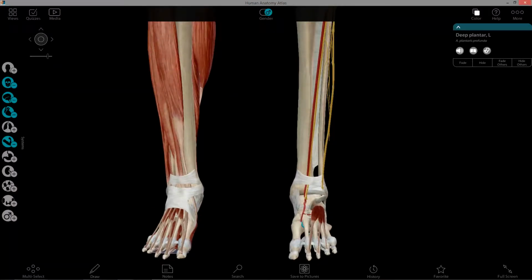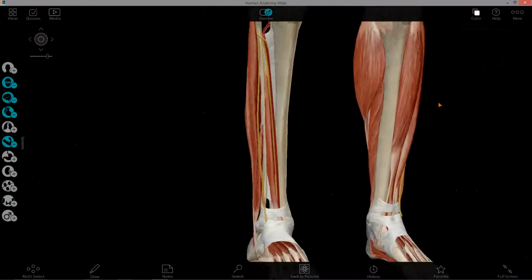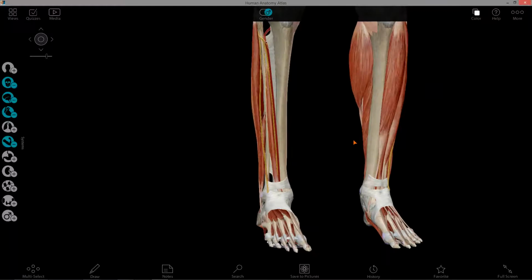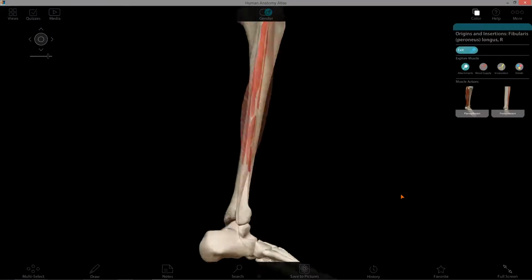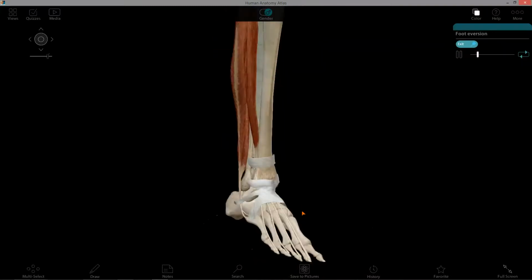So now I'm going to go on to the lateral compartment of the leg, pulling that up. So the lateral compartment of the leg is exclusively involved in ankle eversion. So I'm going to show you eversion. I showed you inversion already. And I'll go to foot eversion here and take us to that anterior view.